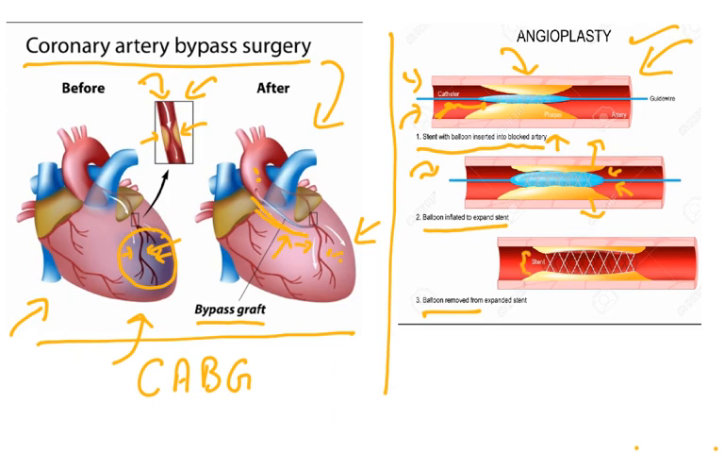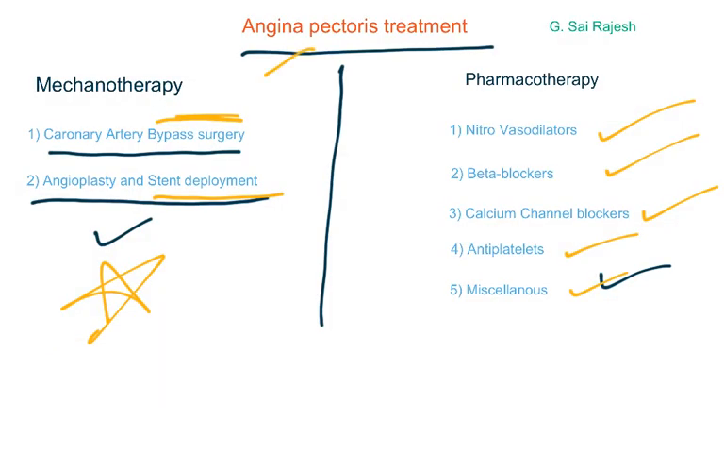This is nothing but a stent. The stent is made up of stainless steel metal which increases the diameter of the blood vessel, and the lipids are pushed towards the walls of the blood vessel. So this is what happens in angioplasty and stent placement. These two are popular mechanotherapeutic methods of angina pectoris treatment. Now let us see pharmacotherapy.